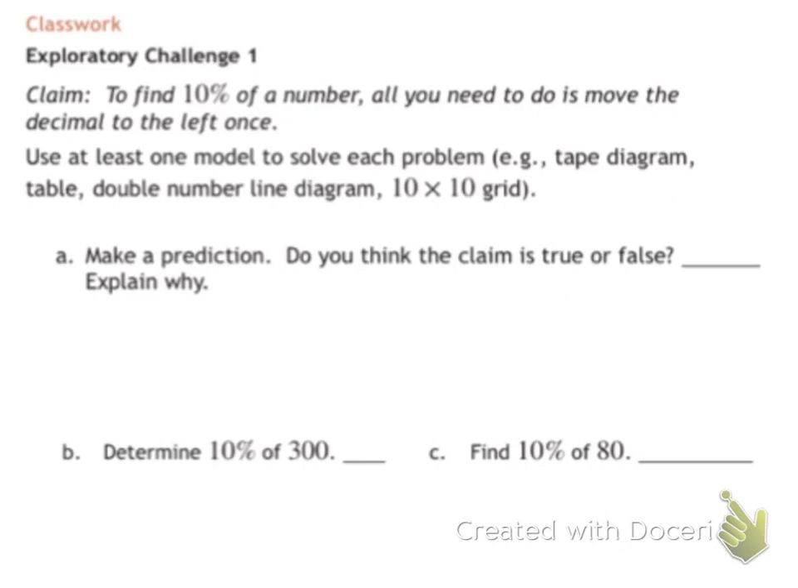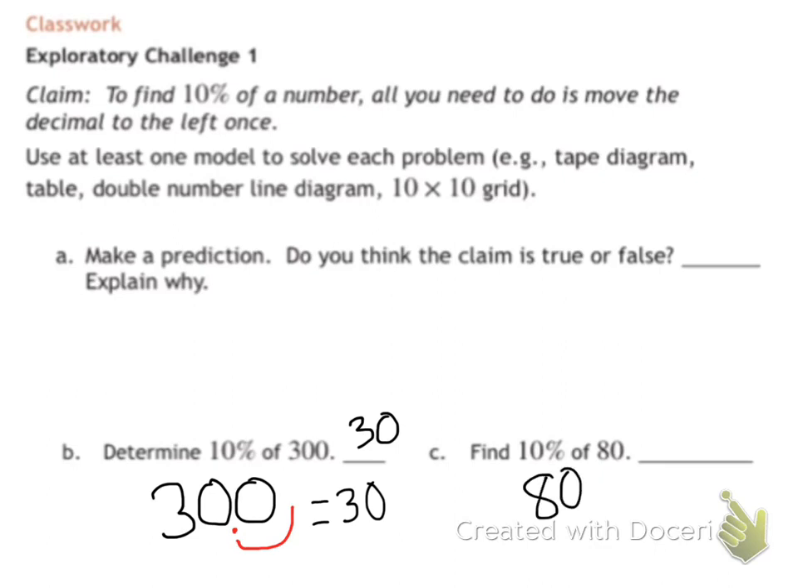So let's look at part B right here. It says determine 10% of 300. If we follow that claim about moving the decimal one place to the left, that would give us 30. So if the claim were true, then 10% of 300 would be 30. And let's look at letter C, 10% of 80. The claim says if you move the decimal once to the left, that would give you 10%, and that would be 8. So what I'm going to do is actually prove that this is correct.